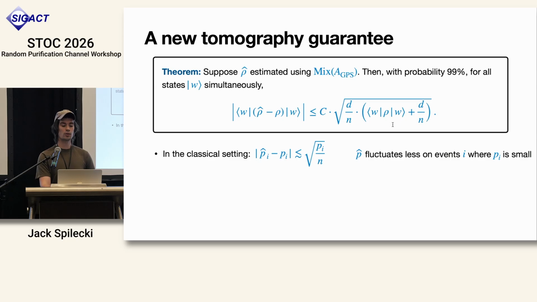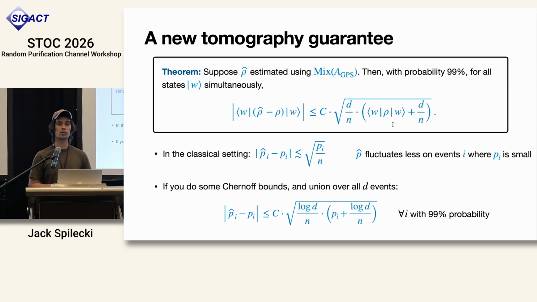And in fact, you can do maybe some more work, you can do some Chernoff bounds, and if you also union bound over all d events simultaneously, then you can show a result which looks very similar to the quantum bound that we have. Here the main differences are that in the quantum case, you could look in any direction, but in the classical case, you can only look in directions defined by the events, right?